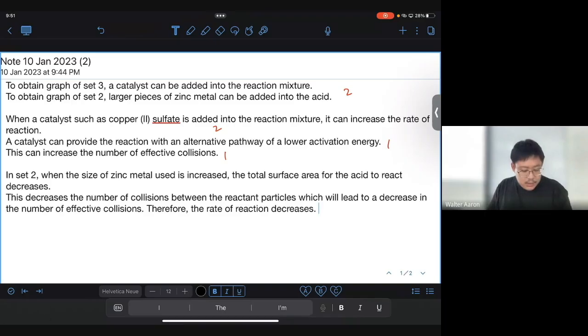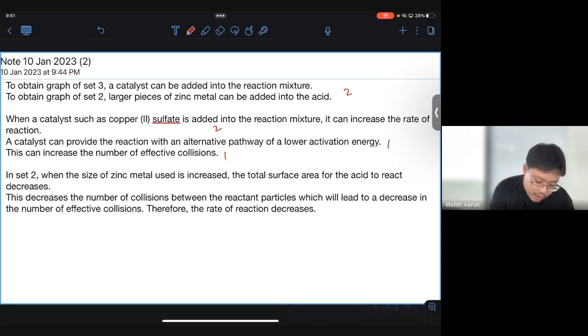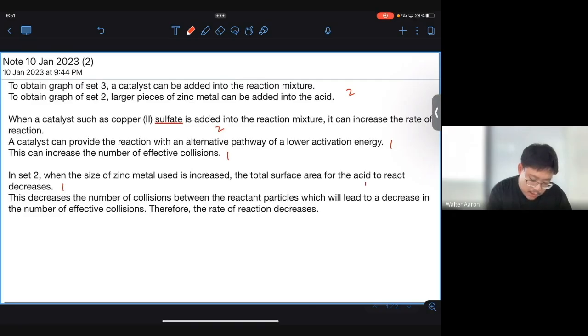Okay, so you should be able to get a total of 4 marks here. The first mark is given when you describe that the total surface area decreases. Then you also mention the number of collisions will decrease, which gives you another 1 mark. And then you state a decrease in the number of effective collisions, which gives another 1 mark. Mentioning that the rate of reaction will drop gives another 1 mark. So altogether, you should be able to get 10 marks in total. Right?